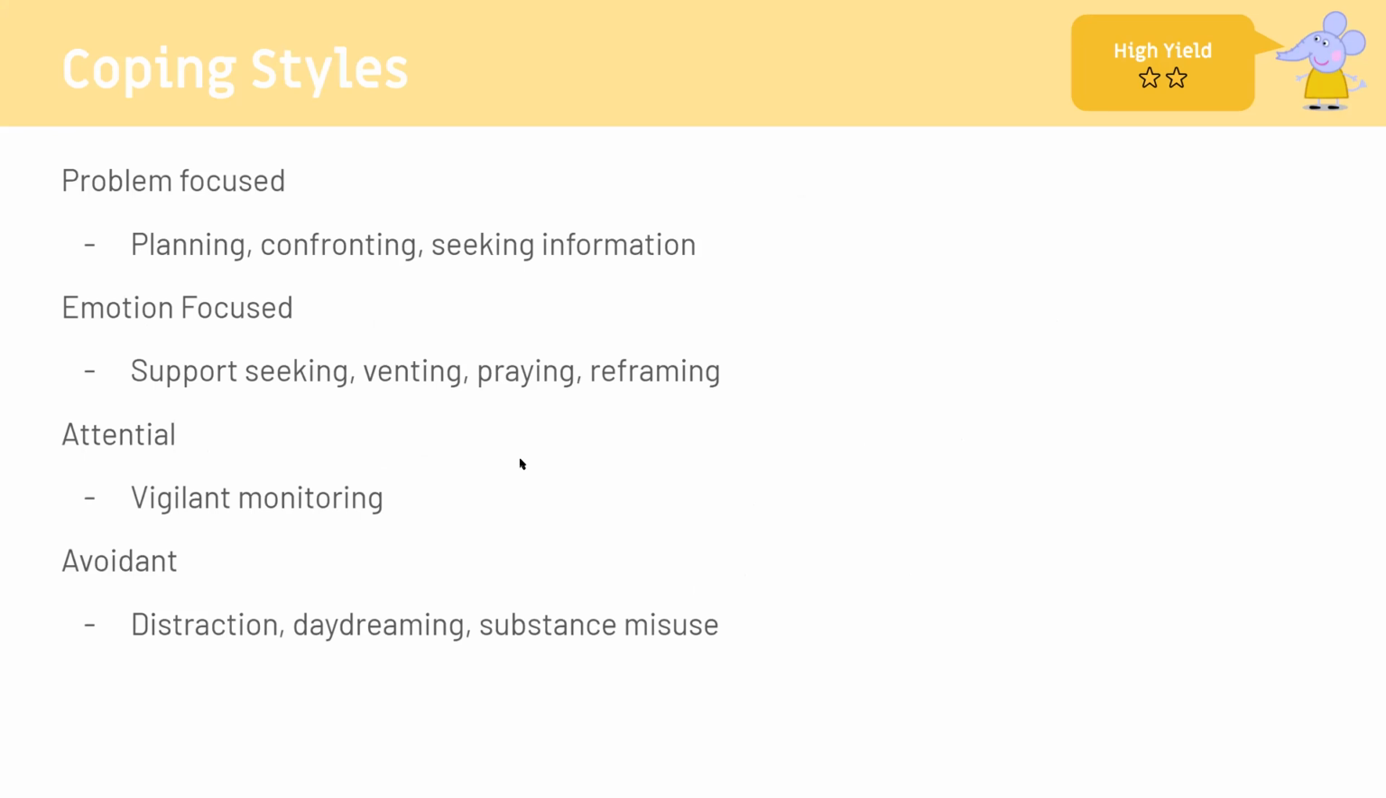There are also coping styles. There's two different ones, problem focus and emotion focus. Problem focus is focusing on the problem, so you plan, you confront, you seek information. Emotion focus is you try to find support, you vent, you pray, you reframe. Attentional is vigilant monitoring, and avoidant is distraction, daydreaming, substance misuse, and kind of maladaptive.